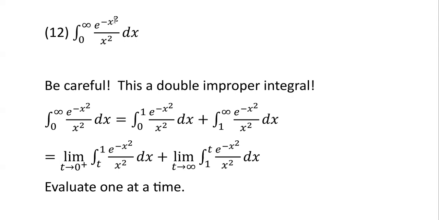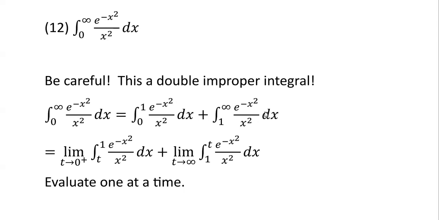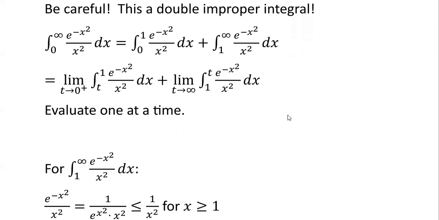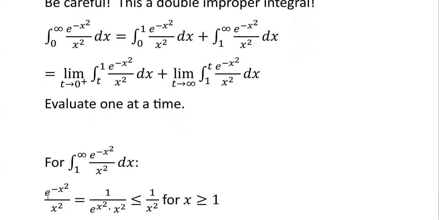For the original integral to converge, both pieces need to converge. If even just one of them diverges, the whole thing diverges. So if we evaluate the second part first, this is probably the easier part. Let's do a comparison test. I can rewrite e to negative x squared so that instead of a negative exponent, I move it to the denominator. So 1 over e to the x squared times x squared, all on the bottom, is less than or equal to 1 over x squared for x greater than or equal to 1.